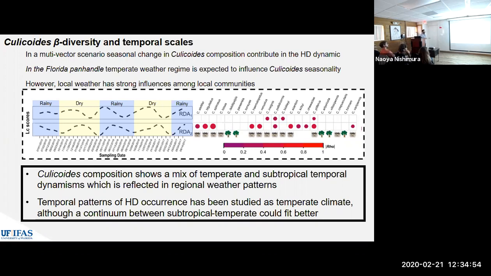That was very interesting because in northern Florida we were expecting the community to behave like a temperate one. However, we have a picture that is a mixture between subtropical and temperate behavior, because there is a mixture between dry and rainy summer and fall seasons. So we are wondering right now if that also means that the pattern of HDD will be something intermediate. It's like a continuum between tropical, subtropical, and temperate areas, and that has also been shown for other ecosystems.